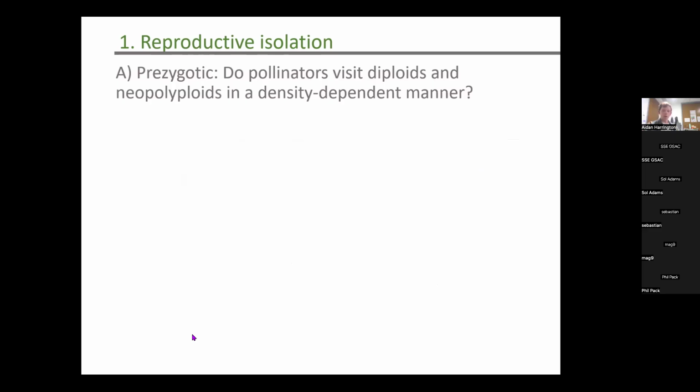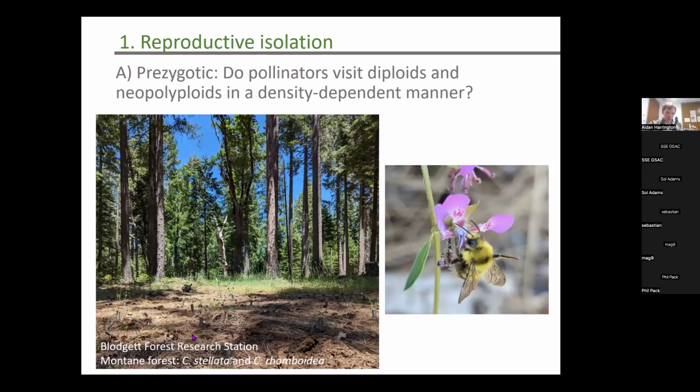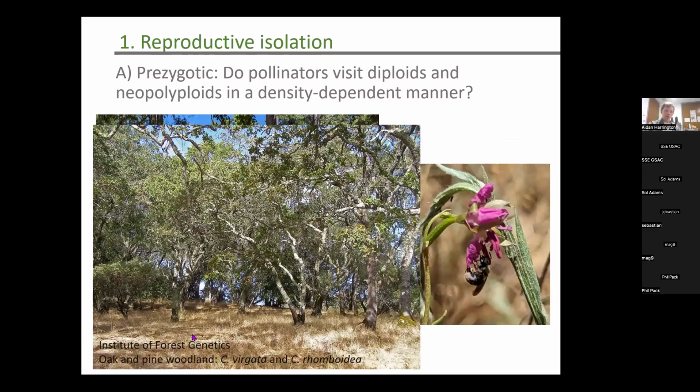So just to quickly show what this looks like, Blodgett Forest Research Station is kind of montane forest. You can see the array is set up here in the foreground. It's a little bit hard to see. And here's a Bombus species visiting one of my rhomboidea flowers. And then this is what the Institute for Forest Genetics looks like. It's more of a low elevation site with oak and pine woodland as the primary habitat type.